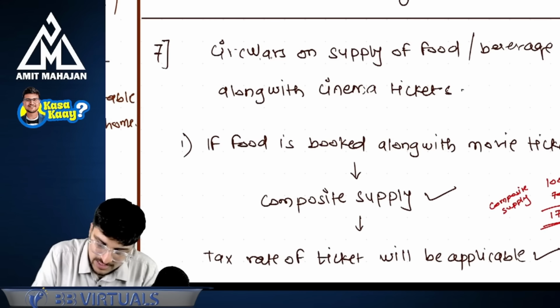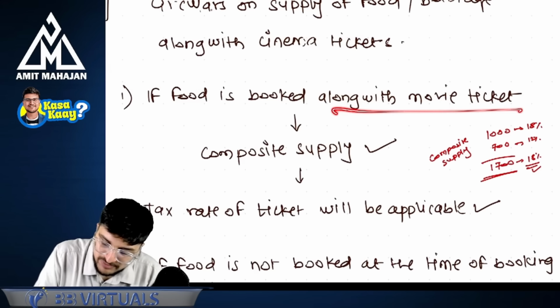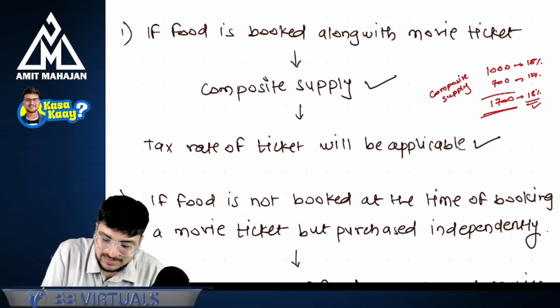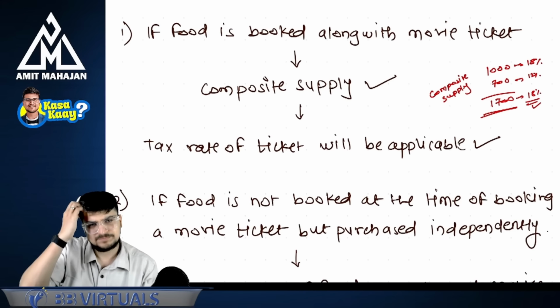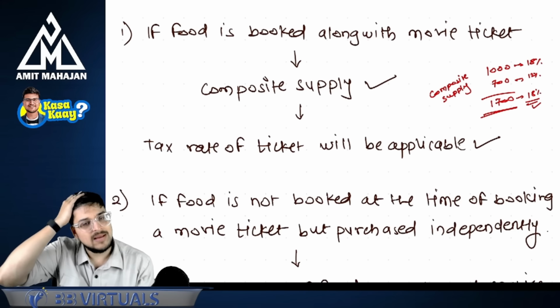Right, understanding? See, if food is booked along with the movie ticket, it is a composite supply, and the tax rate of the ticket will be applicable. The tax rate of the ticket will be applicable.